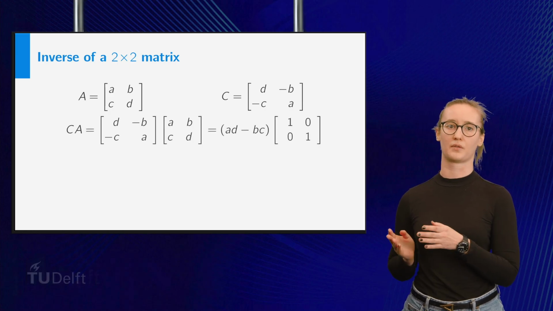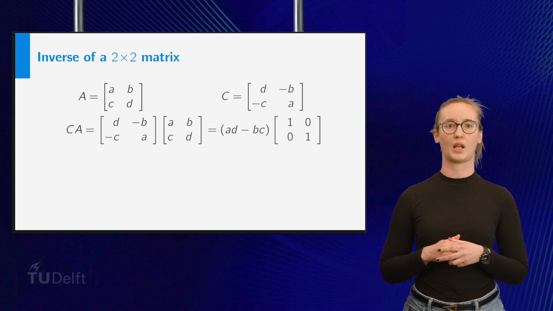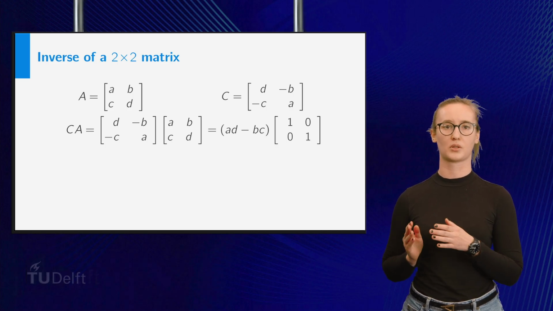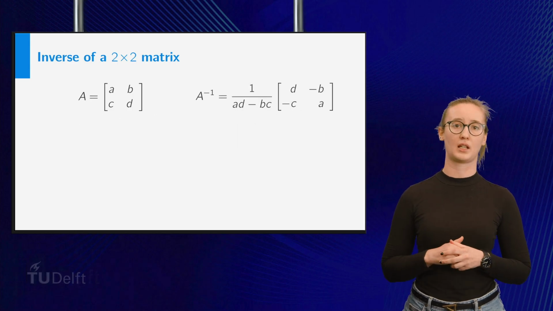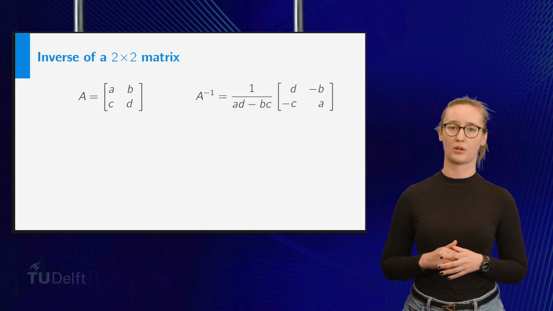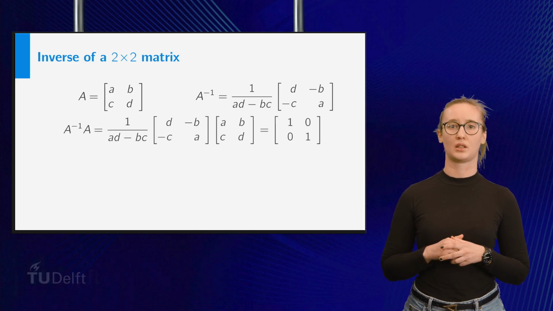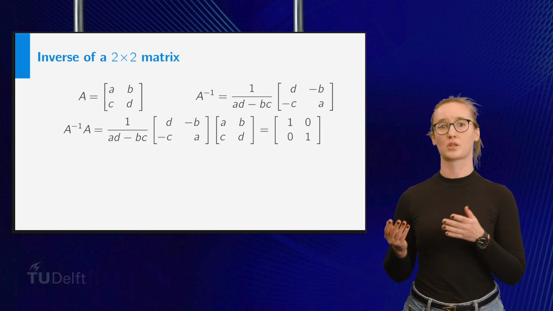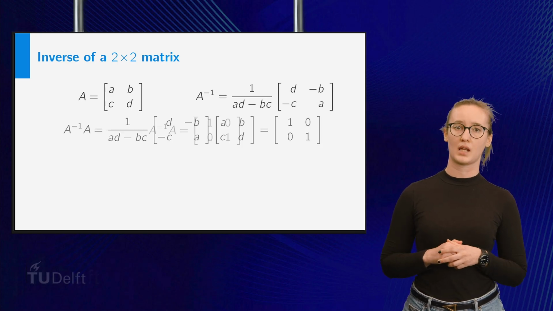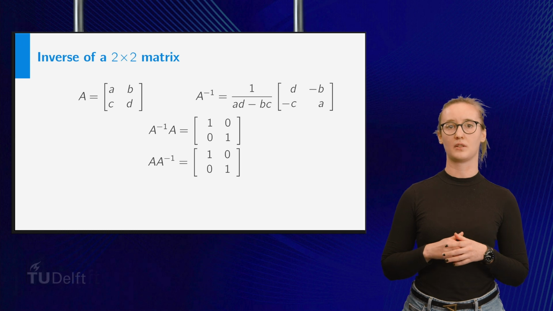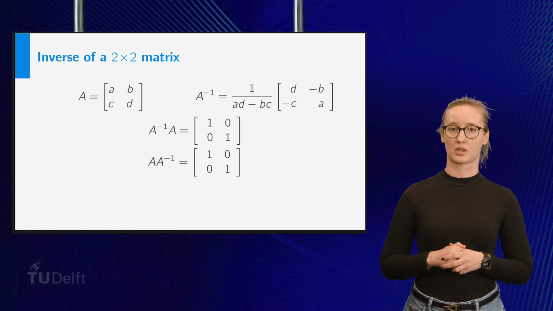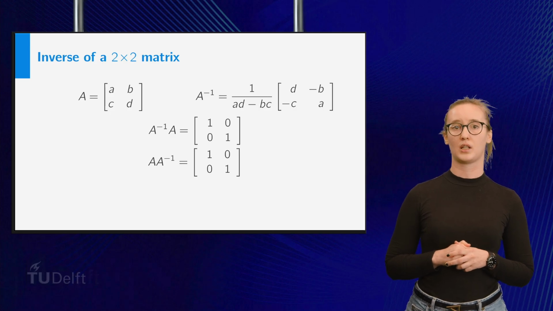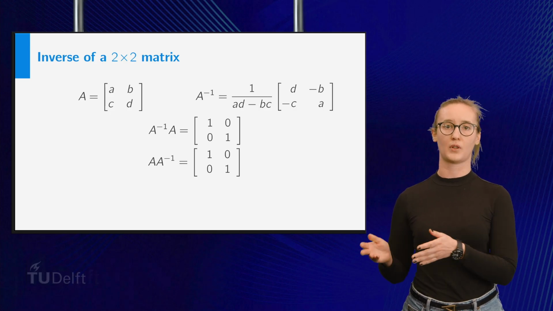We can do the multiplication of C and A and arrive at the diagonal matrix with a times d minus b times c on the diagonal. You could however multiply C by the scalar 1 over a times d minus b times c to get A to the power minus 1, which will give you the identity matrix if you calculate A to the power minus 1 times A. In this case, you even get the identity matrix if you calculate A times A to the power minus 1. You can check this result yourself. Now we have found the inverse of A, and so A is invertible.